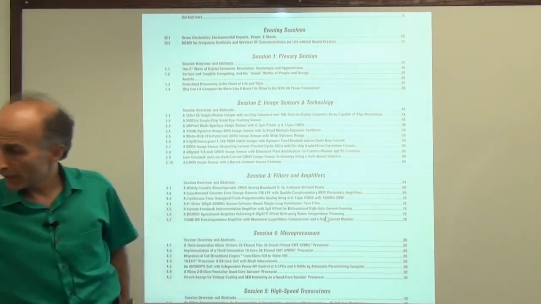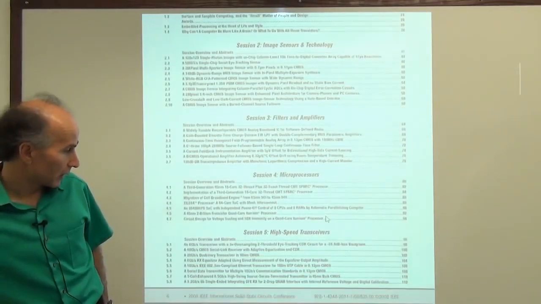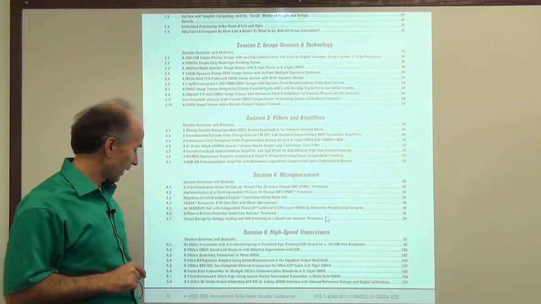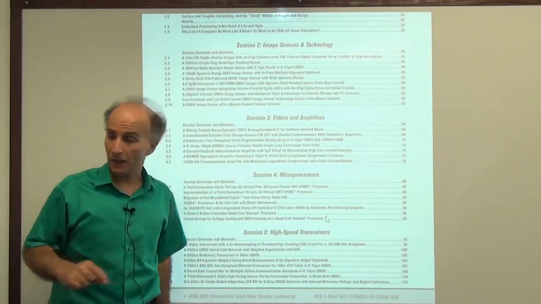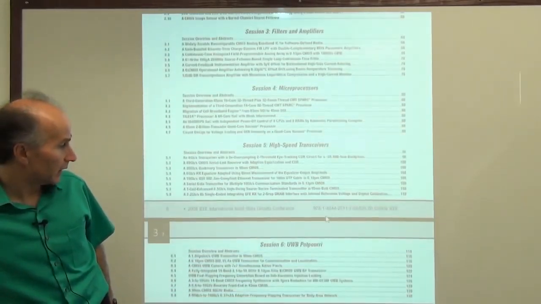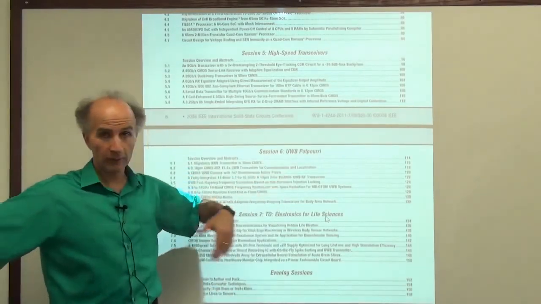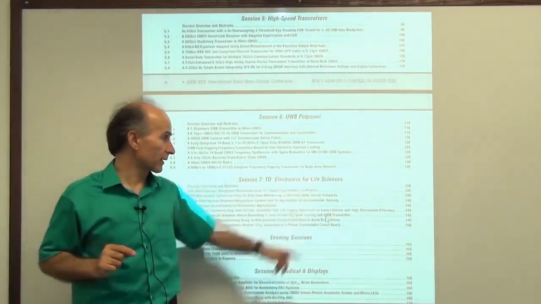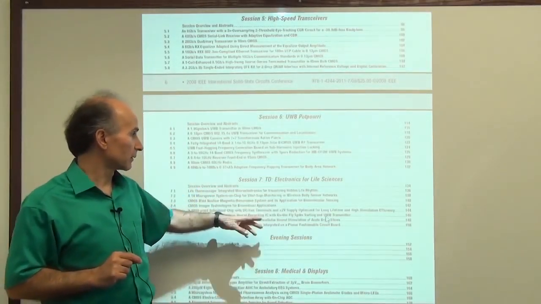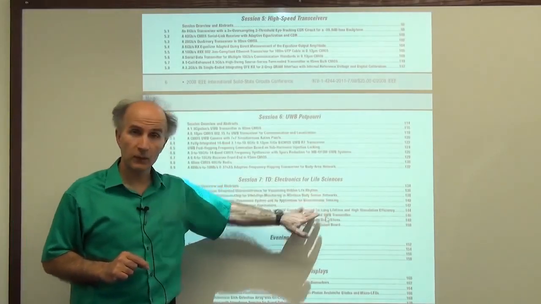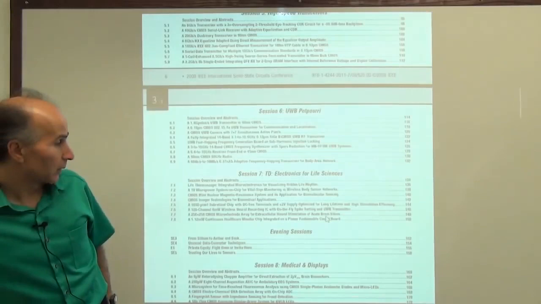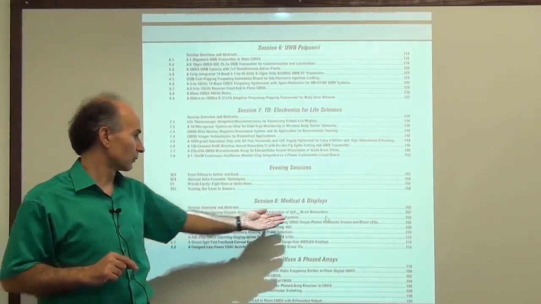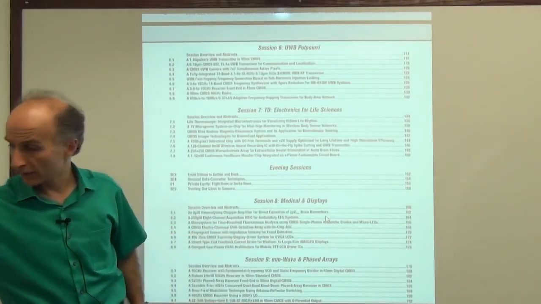Then high-speed transceivers. High-speed transceivers are circuits operating at tens of gigabits per second. And you can see that there are many different papers on this. Then we have, go down here, ultra-wideband. Ultra-wideband is a type of wireless communication. Then we have electronics for life sciences. So again, for example, various wireless body sensor networks, many different types. Then we have medical and displays. So we have things related to brain, to heart, etc.